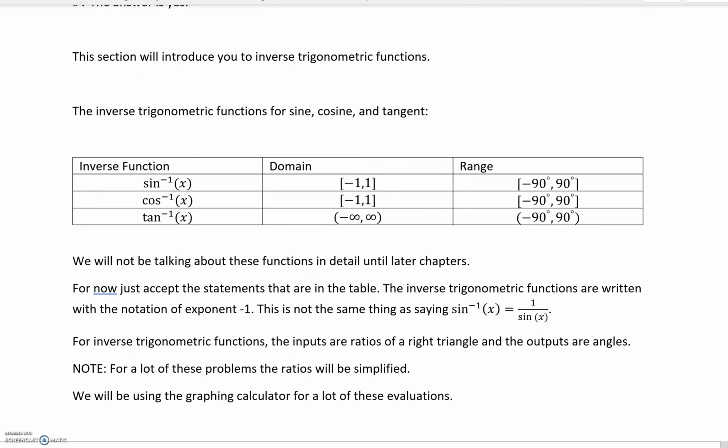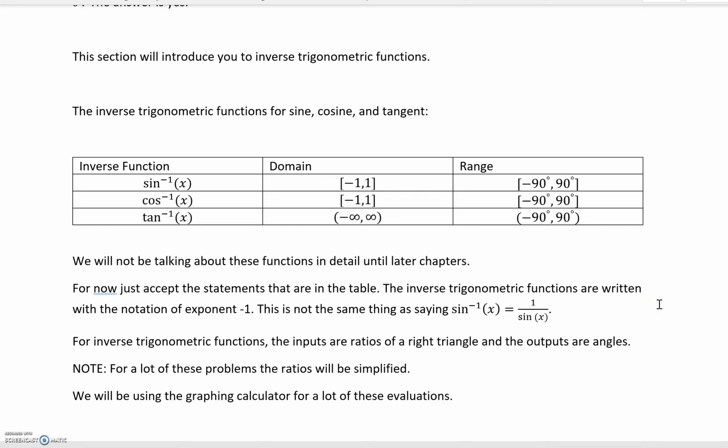Inverse trigonometric functions have their own notation associated with them. They're usually written as the trig function with the exponent of -1. This is not the same thing as writing it as 1 over the trig function. Please keep that in mind. I did write that here in these notes. This notation is used specifically for inverse trigonometric functions.